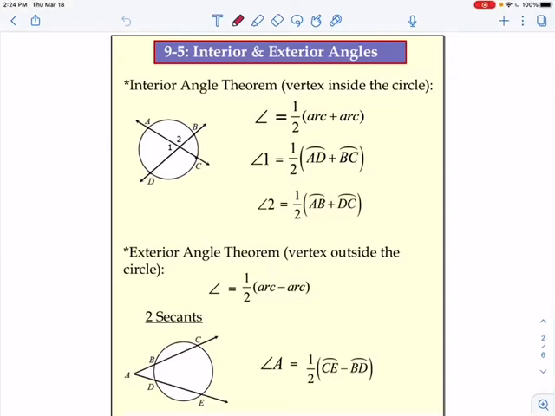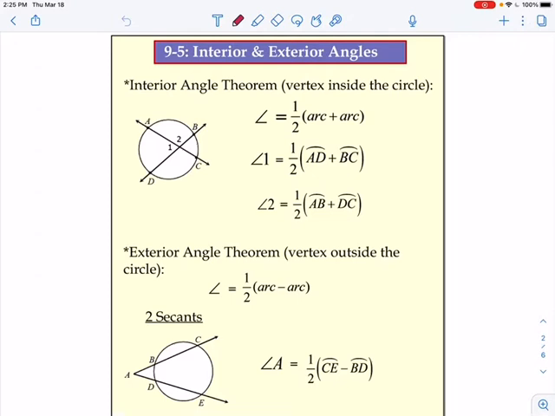Section 9.5 is about interior and exterior angles. We're going to be talking about angles inside of your circle and angles outside of the circle. So the interior angle theorem is when the vertex is on the inside of the circle, and it's not on the circle and it's not at the center of the circle.